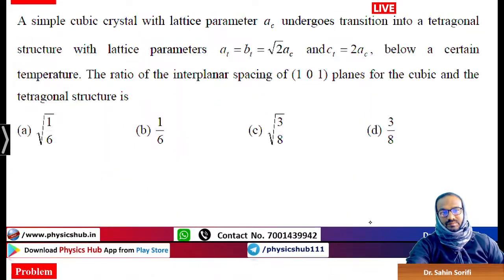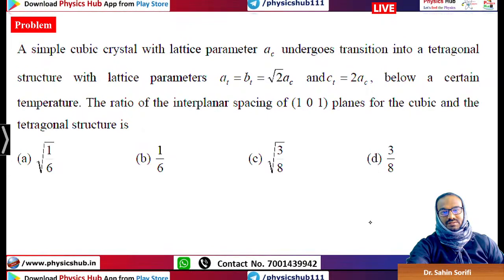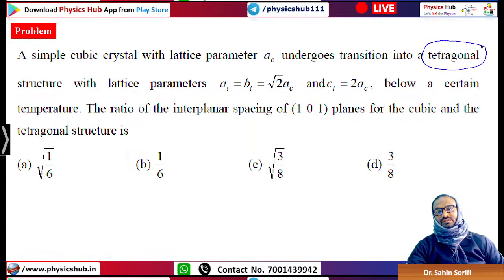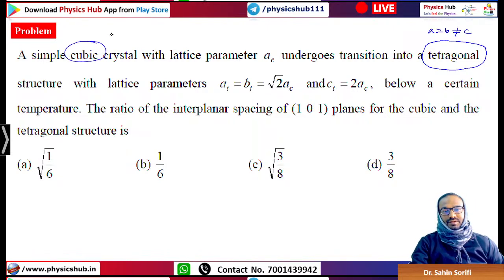Okay, now you can give this problem a try. A simple cubic crystal with lattice parameter a_C undergoes transition into a tetragonal structure. Tetragonal, you know the condition: a equals b not equal to c. Cubic, a, b, c are all equal, right? With lattice parameters a_T and b_T equal to root 2 a_C. So you can easily see a equals b not equal to c is already given in the condition. c_T is 2 times a_C.